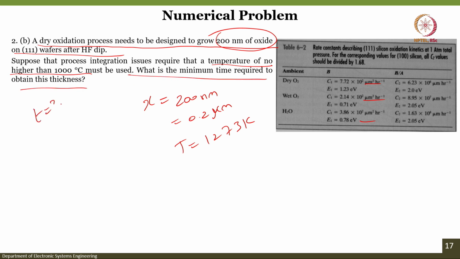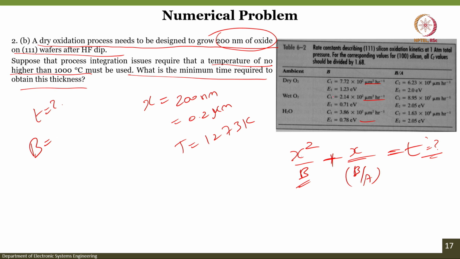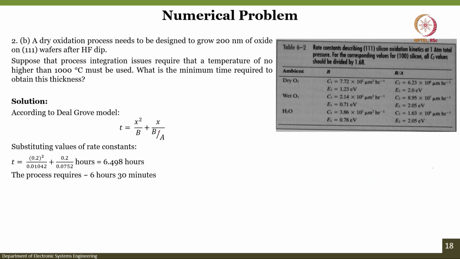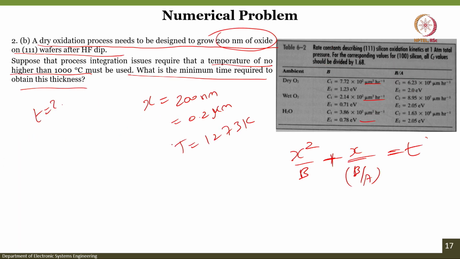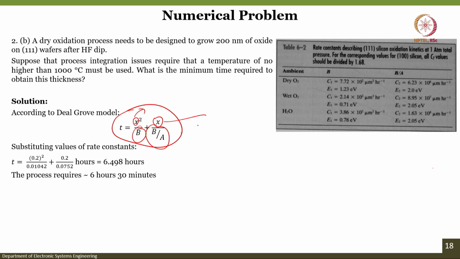So, what is the time? You have x square by B plus x by B by A, that is equal to t. Now, you need to find out t. You substitute these values. What is the B value? You find out the B value from this, you can find C1 e power something. You substitute x as 0.2 micron, and we already got the values right here, 0.0012 and 0.00752. You substitute that in this equation, then finally you will get 6 hours 30 minutes.